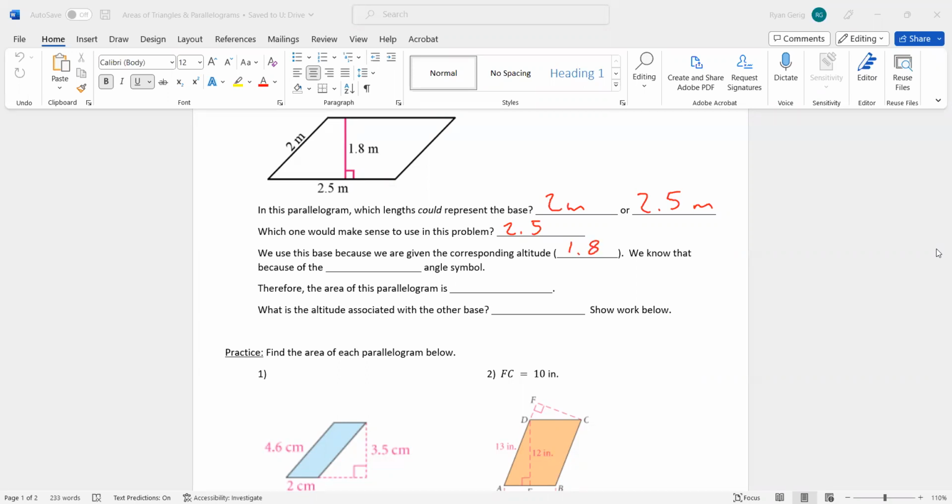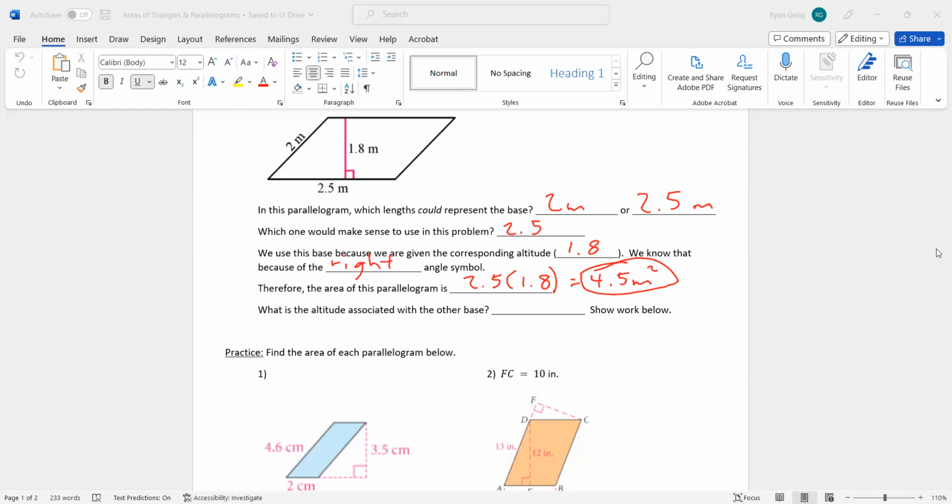We know that that's the corresponding altitude because of the right angle symbol. The altitude must be perpendicular to the base, or the height must be perpendicular to the base. All right, so a lot of people are going to say 2 times 1.8. That is not accurate here. So with the base being 2.5 and the height being 1.8, I just multiply those together, and I believe it's 4.5. Yeah, 4.5. So the area of this is 4.5 meters squared.